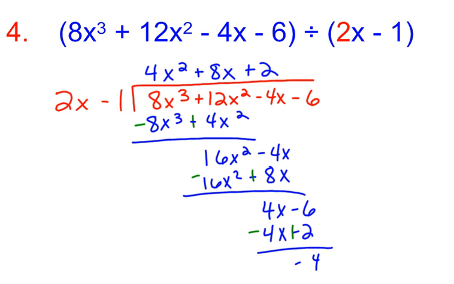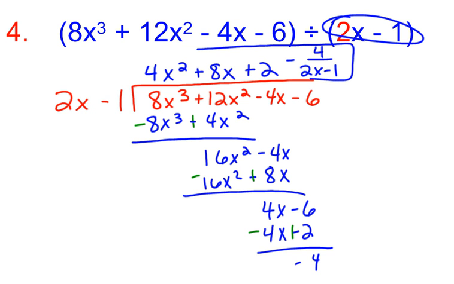So that comes up here, negative 4 over what I divided by, so 2x minus 1. And there's my answer to number 4.